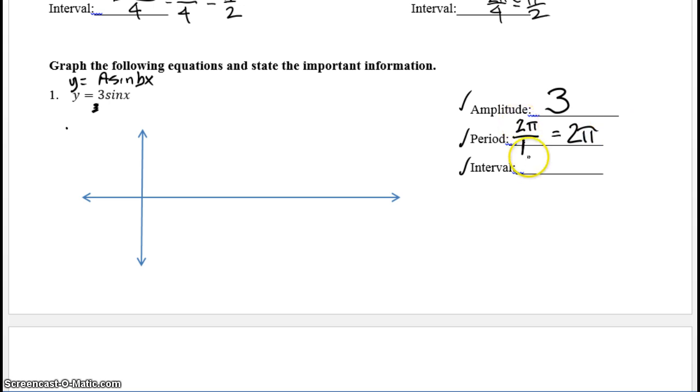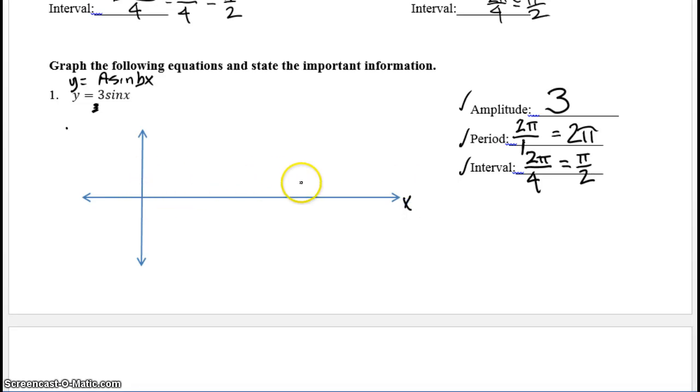And then the interval is the period, which is 2 pi divided by 4. When you reduce that, you get pi over 2. Again, should not be a surprise. I said most of them today are going to have an interval of 2 pi. Now I go to the x-axis. I go to my graph.